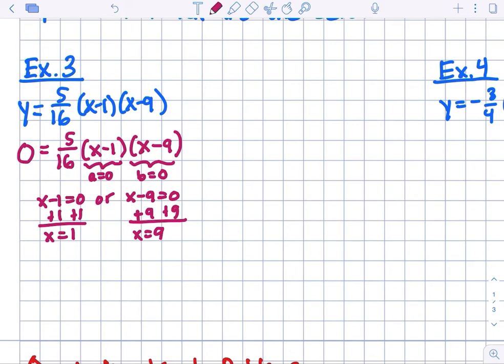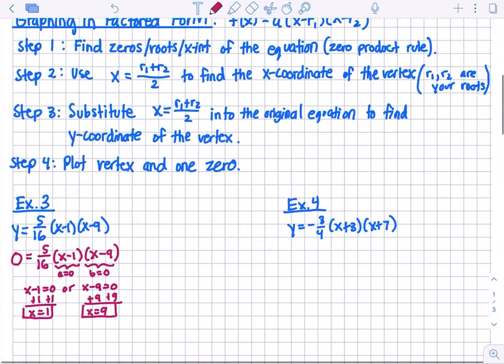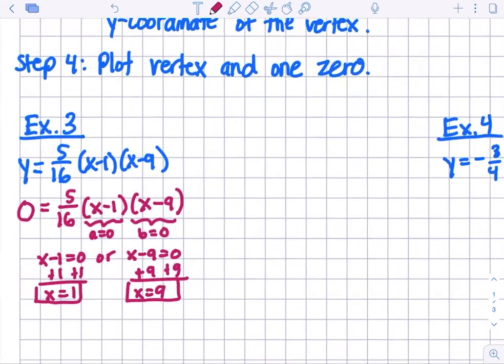And that's going to be your zeros. Okay, so that's your zeros, which is going to be our R1 and R2. Now look at step 2, right? Now we have to use our zeros, or our roots, or x-intercepts, in order to find the x value of our vertex.